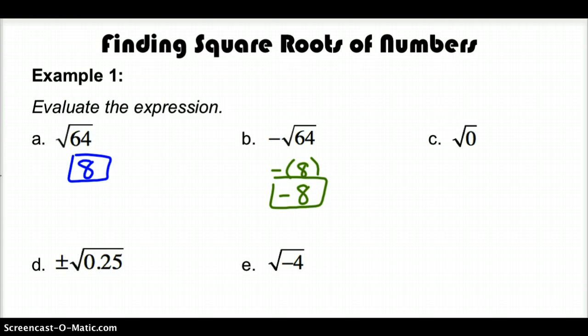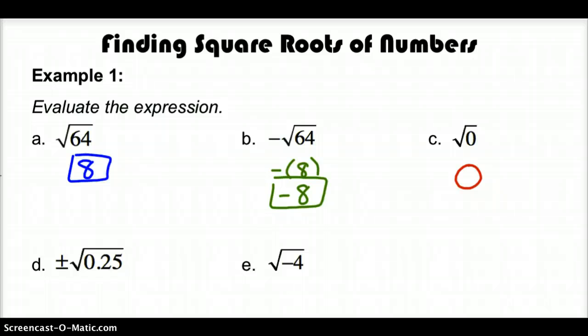In part C, what number multiplied by itself gives us 0? We're actually just going to write this as 0. Again, hopefully that example is fairly straightforward. I think it kind of makes sense.